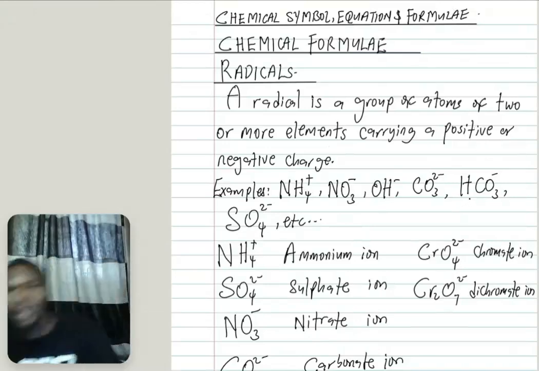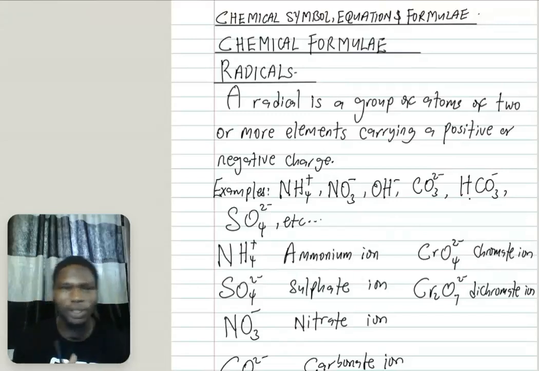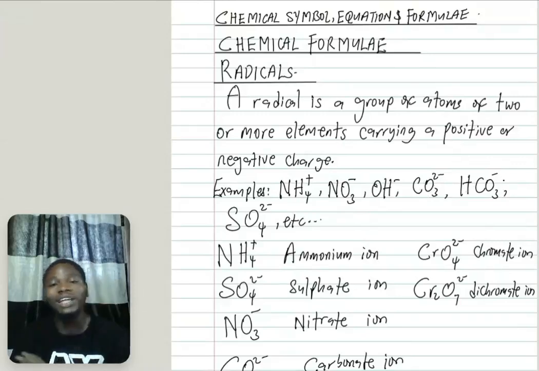Alright, so let's look at radicals. We are trying to go deeper on chemical formulae. Now let's look at radicals. They are groups of atoms of 2 or more elements carrying a positive or negative charge. As you can see, this radical here is composed of nitrogen and hydrogen atoms bearing a positive charge. This is composed of nitrogen and oxygen bearing a negative charge. This one, oxygen and hydrogen bearing a negative charge. This one, carbon and oxygen bearing a negative charge. This one, hydrogen, carbon and oxygen bearing a negative charge. All these are examples of radicals.